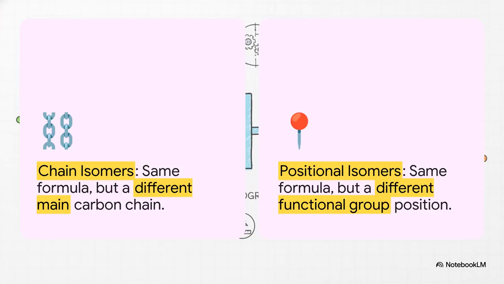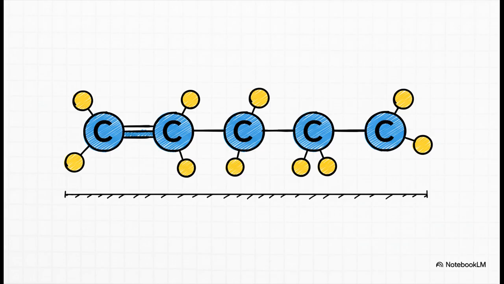With alkynes, this tends to happen in 2 main ways. For chain isomers, the actual carbon backbone, the skeleton of the molecule, gets rearranged. It's like changing a straight road into one that has a side street branching off. For positional isomers, the backbone stays the same, but the location of that all-important triple bond just moves to a new spot. So let's look at a real example using the formula C5H8.